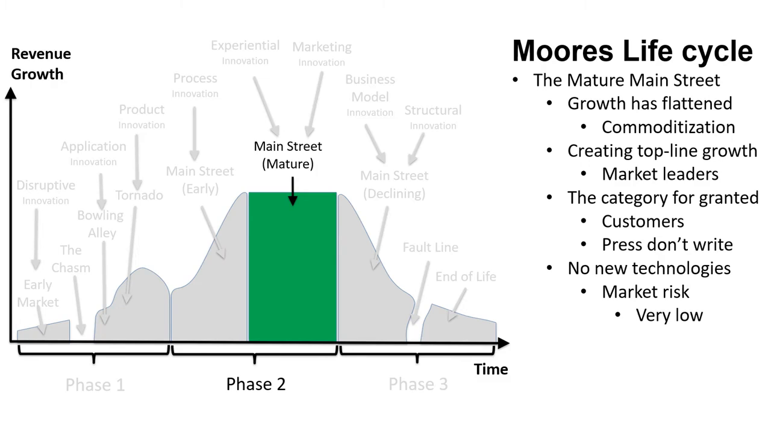Stage 6. The mature Main Street. Category growth has flattened, and commoditization is increasing. Market leaders are creating top-line growth by streamlining organically and through mergers and acquisitions. The big players buy the smaller ones. Customers now take the category for granted, and the press no longer writes about it. On the plus side, however, there are no new technologies on the horizon, so the market risk is very low.